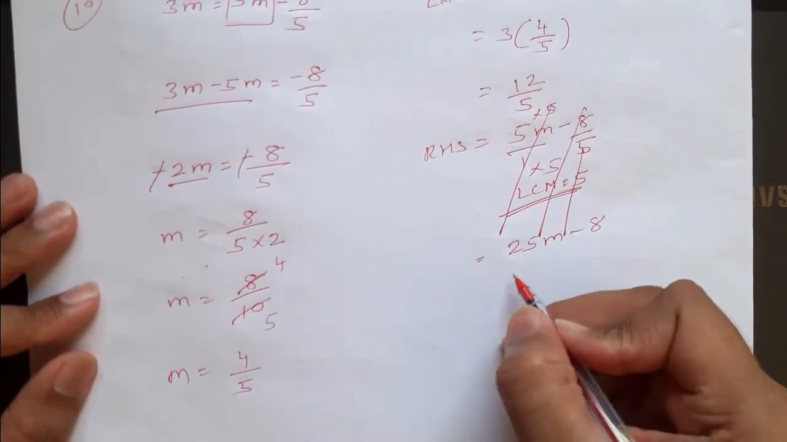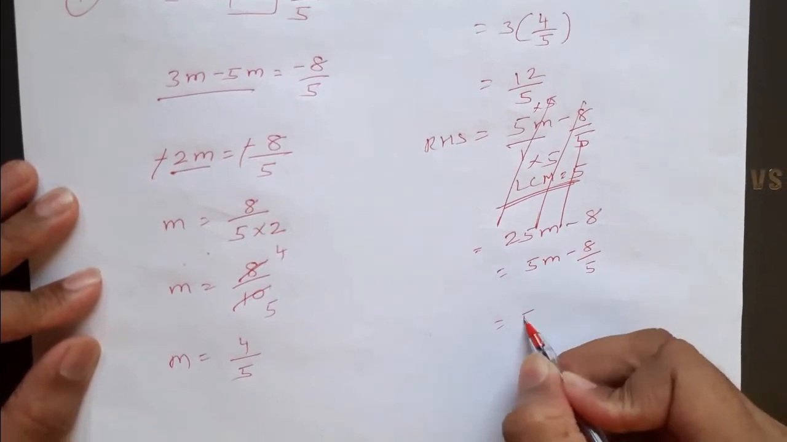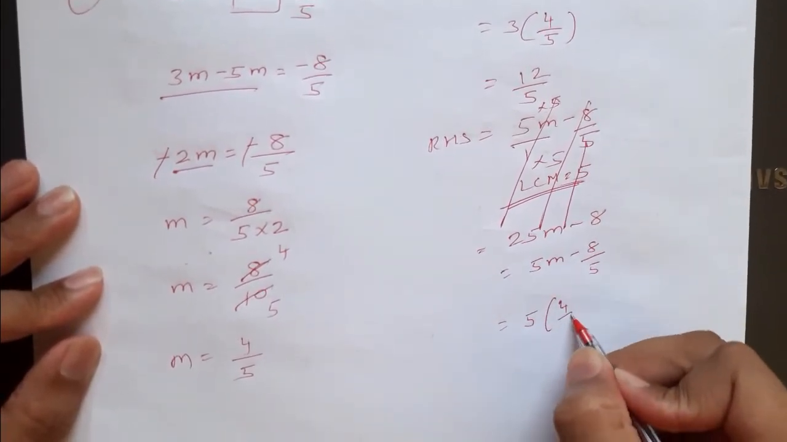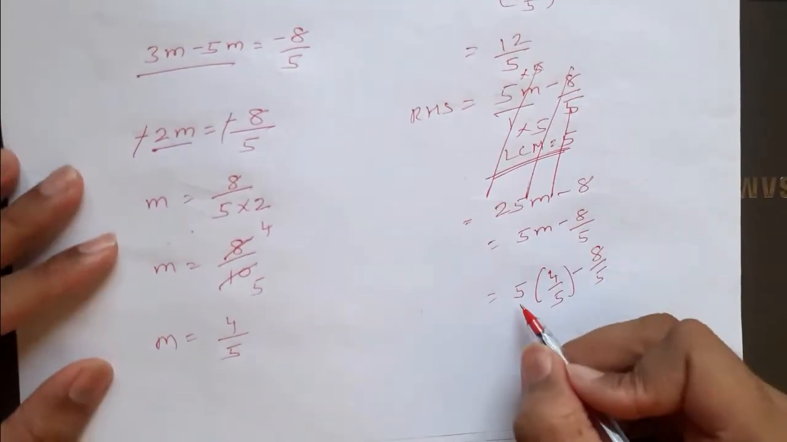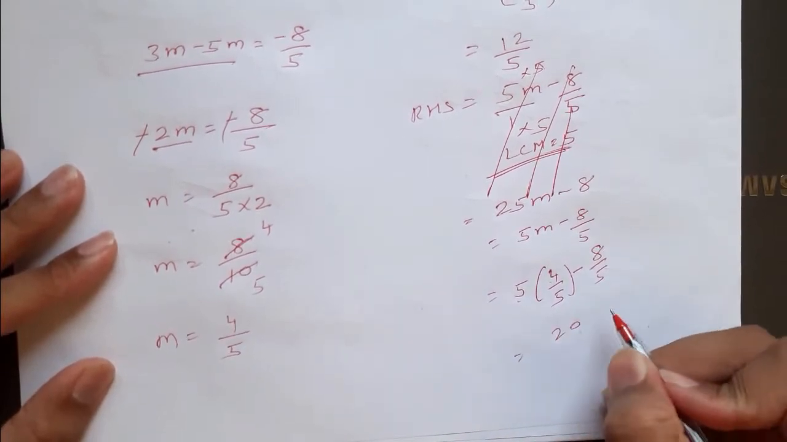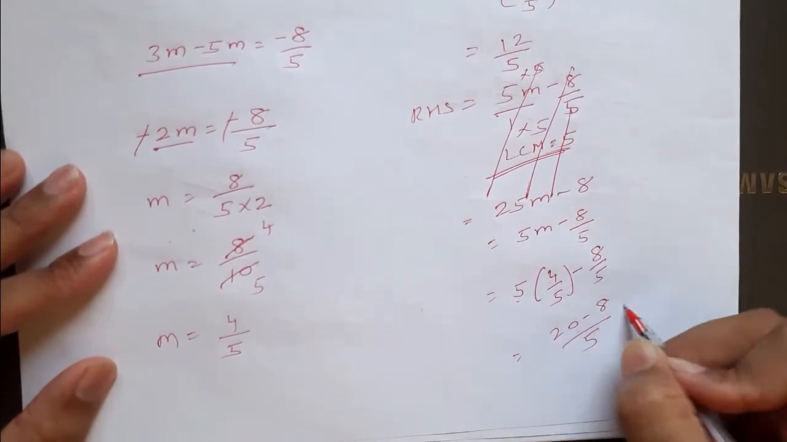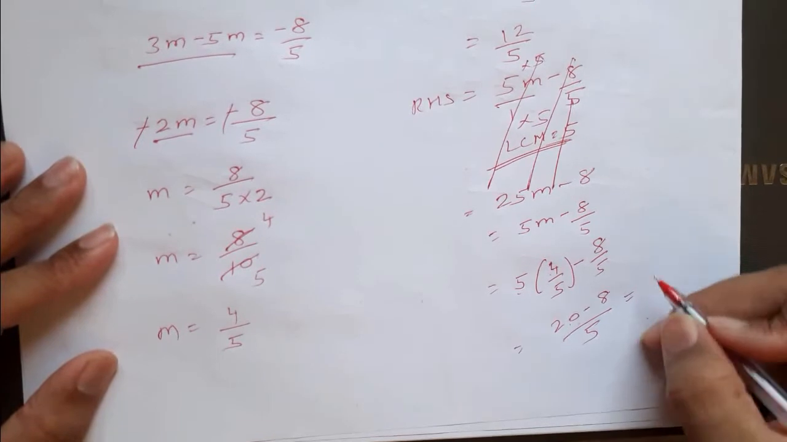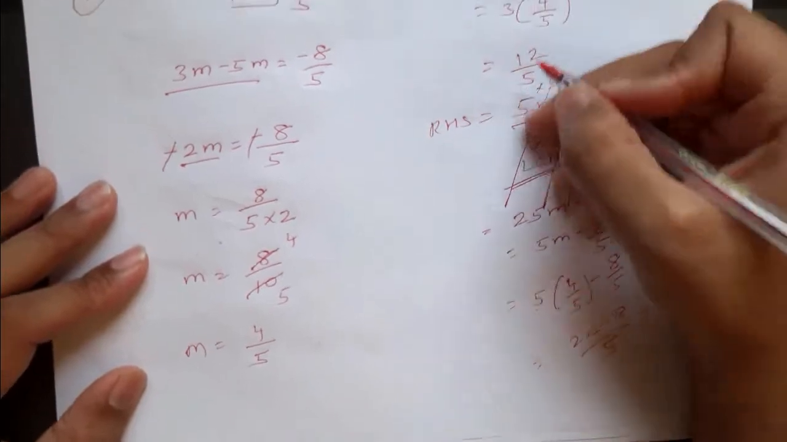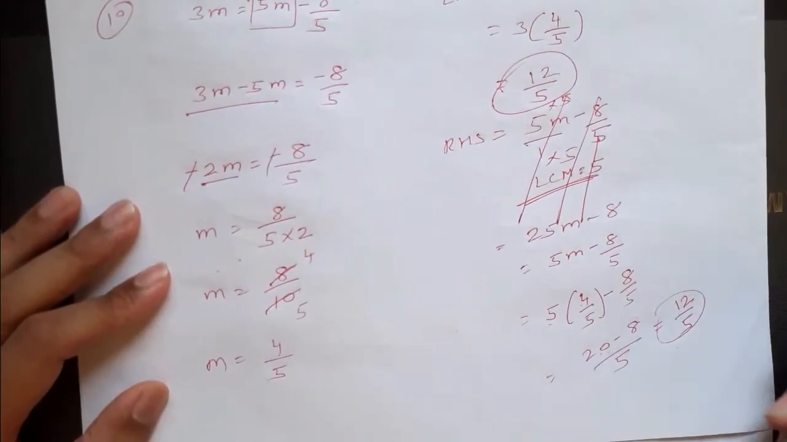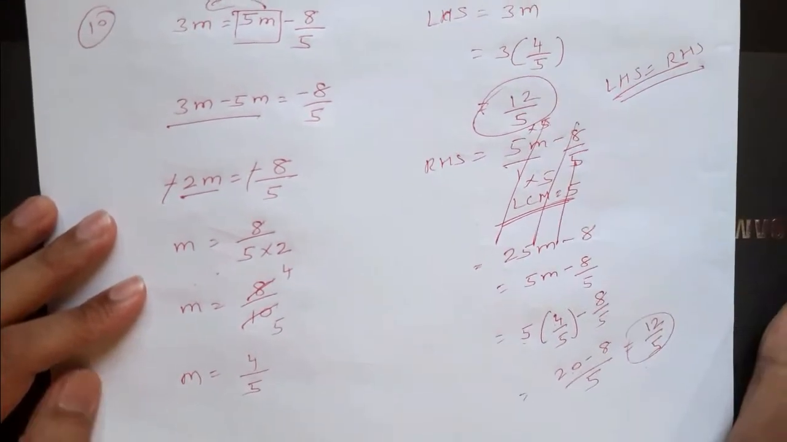RHS is equal to 5m minus 8 upon 5. So in place of m, here we are going to write the value 4 by 5 minus 8 by 5. Then 5 4s are 20 minus 8 upon 5. Then 20 minus 8 will be 12 upon 5. So here we can see this LHS is 12 by 5 and our RHS is 12 by 5. So we can say that LHS is equal to RHS.